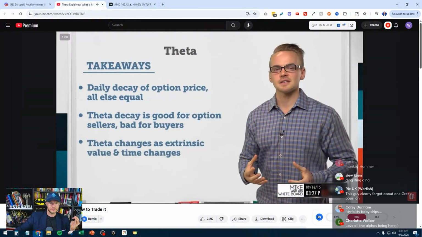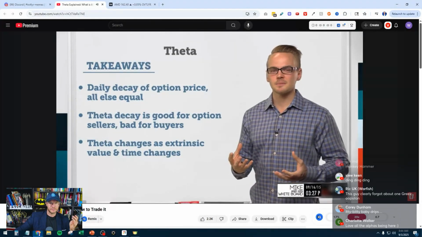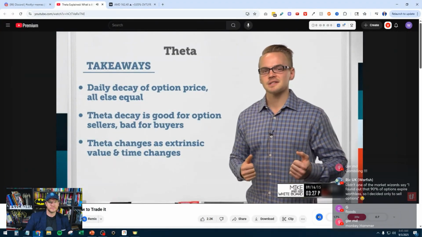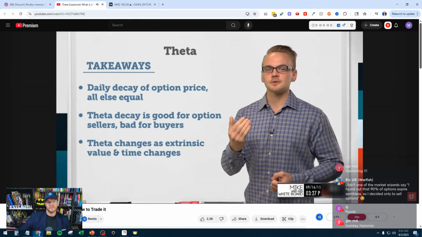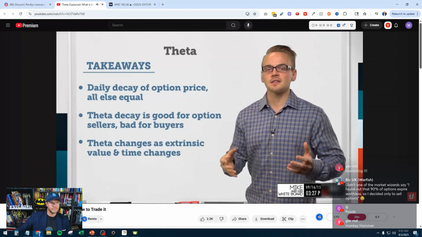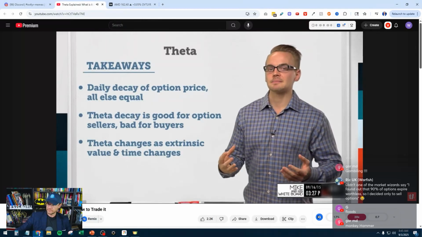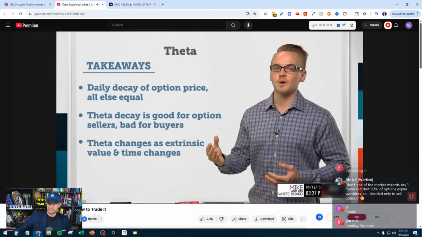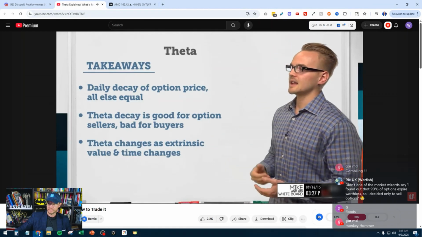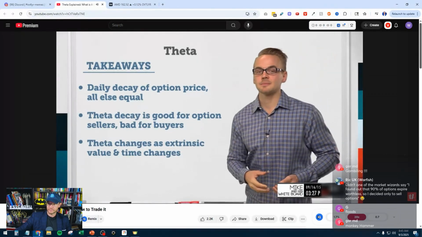Price, all else equal. So again, you're going to see this pretty much jump around all the time, but if you were to freeze implied volatility and freeze the stock price, whatever value you see for theta, if you just let one day pass, theoretically that option price should decay by that amount. And regarding whether you bought or sold that option, that's either bad or good for you. And theta decay is good for option sellers, bad for buyers.